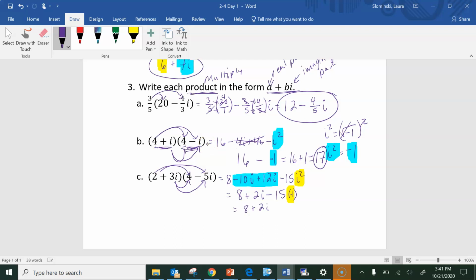A negative 15 times a negative 1 is plus 15. Last but not least, I'll combine these. I end up with 23 plus 2i. And that's your final answer for that one.